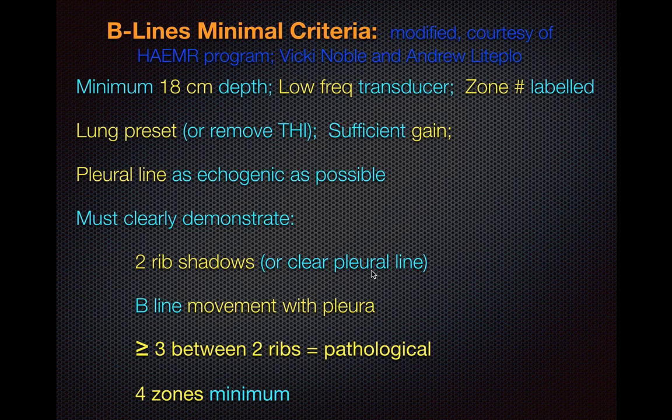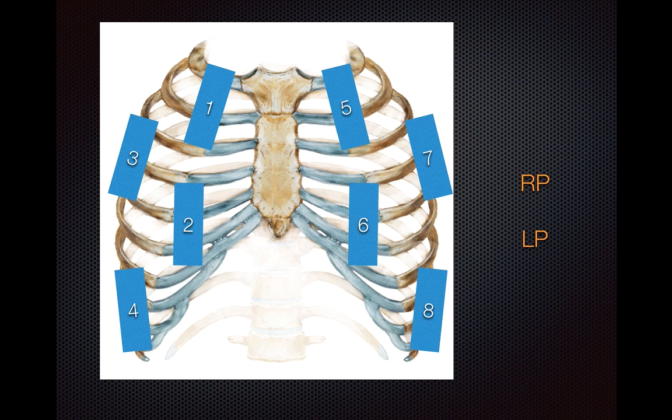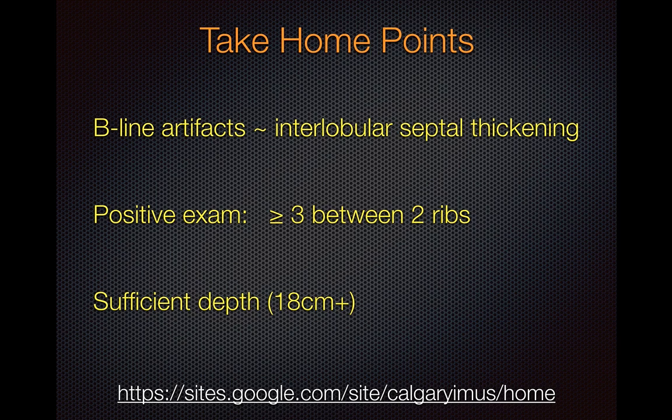You should show that the B lines are moving with the pleura, and that more than 3 would be considered a positive region. You should try to scan a minimum of 4 zones within the lungs. Again, as a reminder, these are the zones we're discussing: zones 1, 2, 3, 4, 5, 6, 7, and 8, and posteriorly on the right and left side of the patient's chest for those who can sit up and have an examination posteriorly.